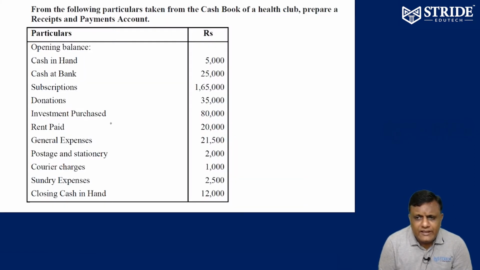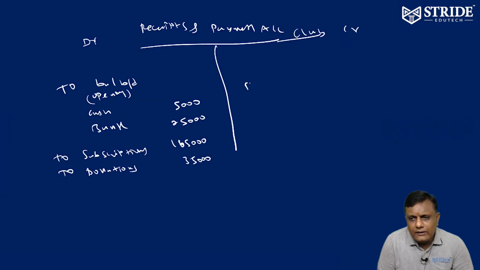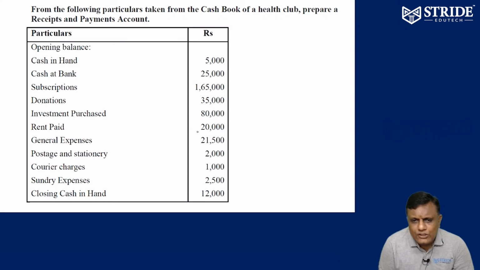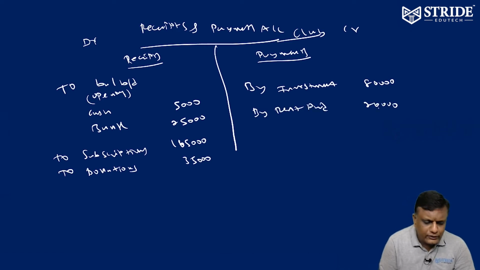Is there any investment purchased? How much? 80,000. Investment purchased means cash going out, so it is a payment. Credit side is payment, debit side is receipt. For the sake of convenience I am writing it here: credit side payment. So by investment purchased, 80,000. Rent paid, cash going out, how much? 20,000. So by rent paid, 20,000.